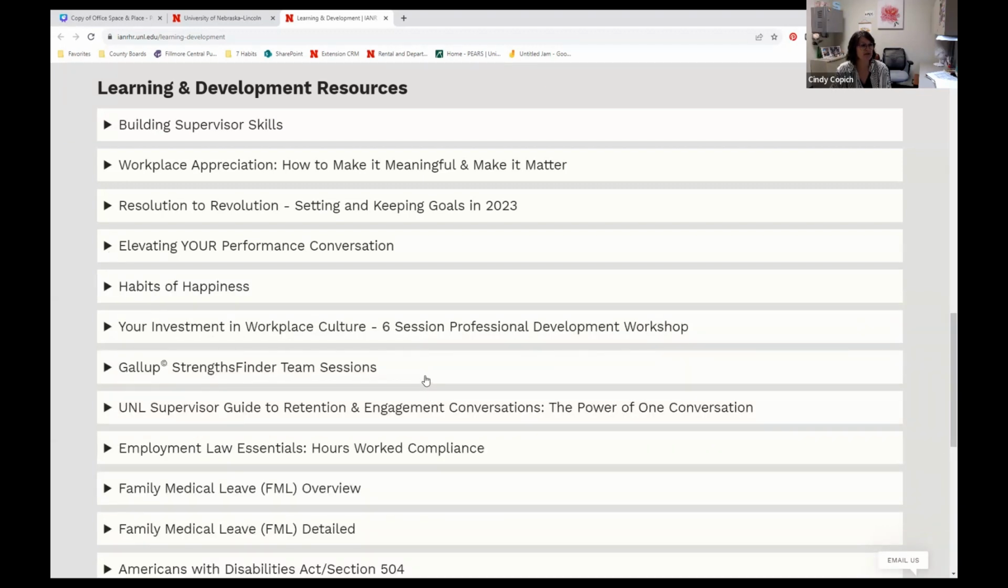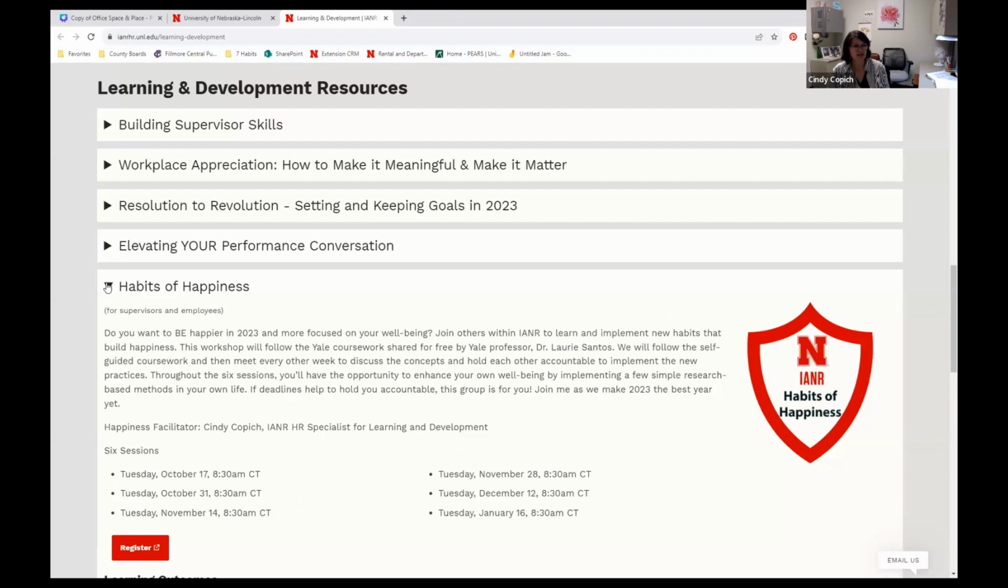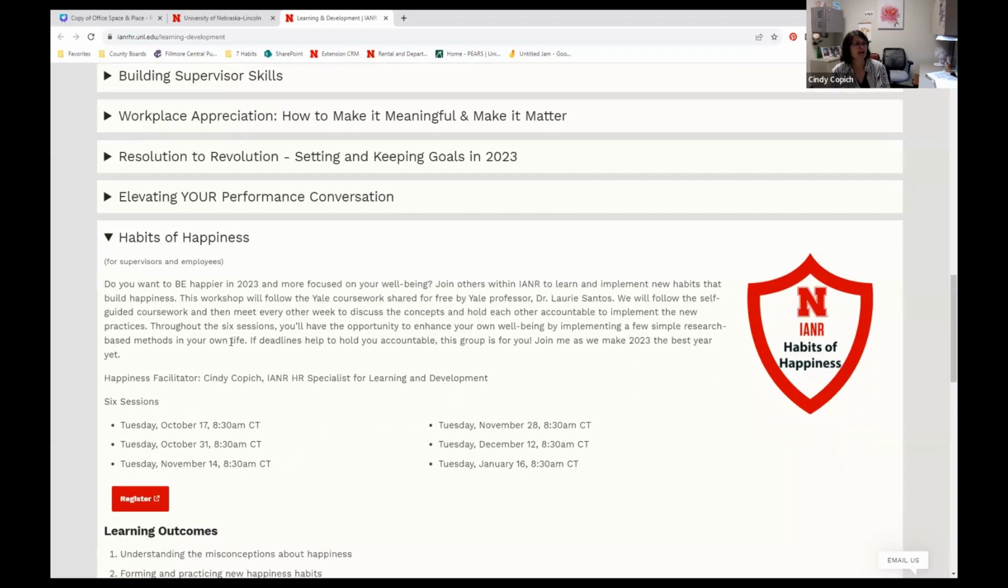And then Habits of Happiness has already started. However, oh, it didn't already start. That's the workplace culture one. So Habits of Happiness starts in October. That's a 6-session series. And that is based on the curriculum by Yale professor, Dr. Laurie Santos. Are any of you familiar with Dr. Laurie Santos' work? Okay, I'm pretty obsessed with that.